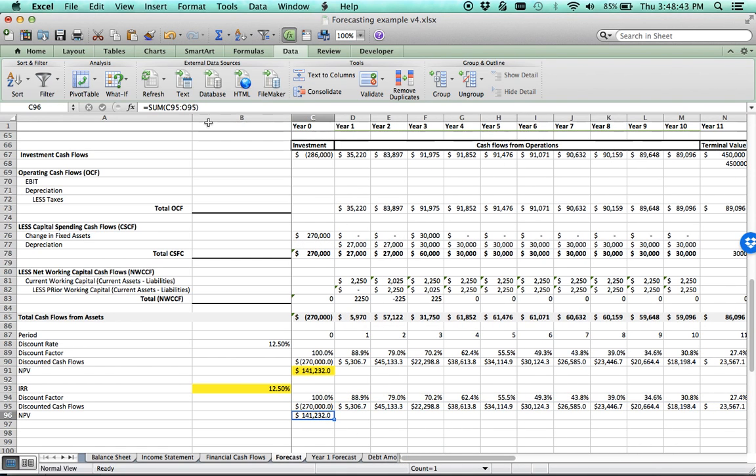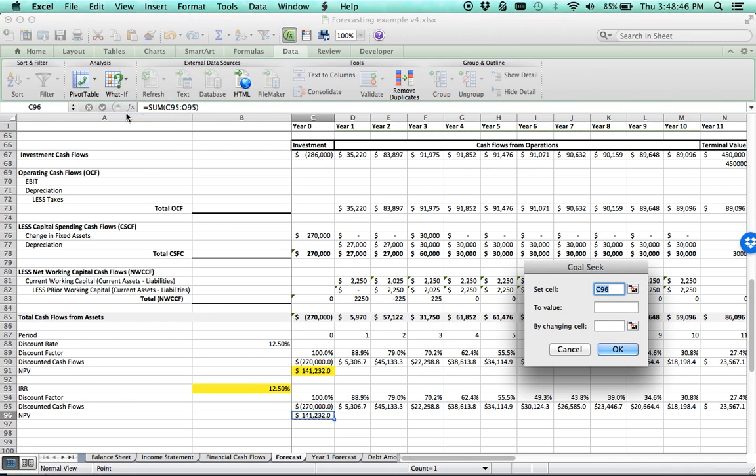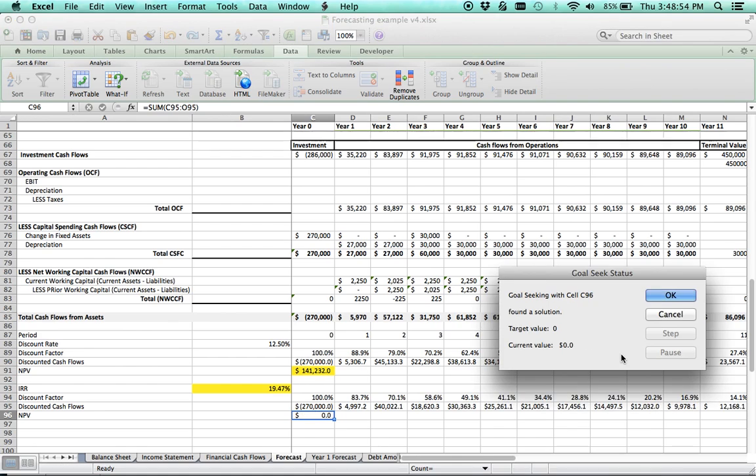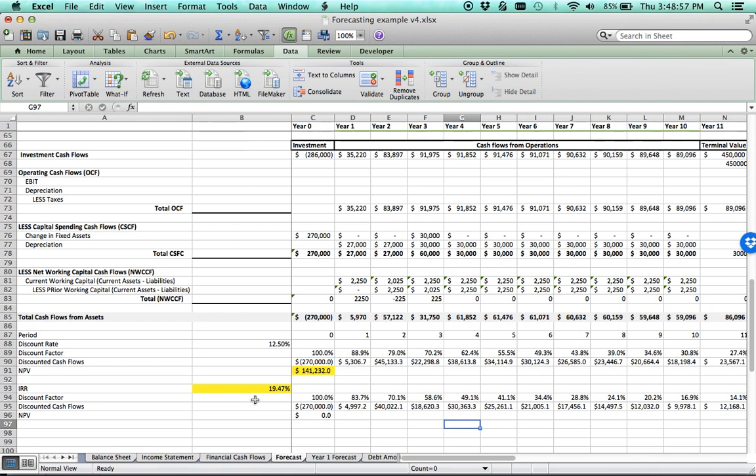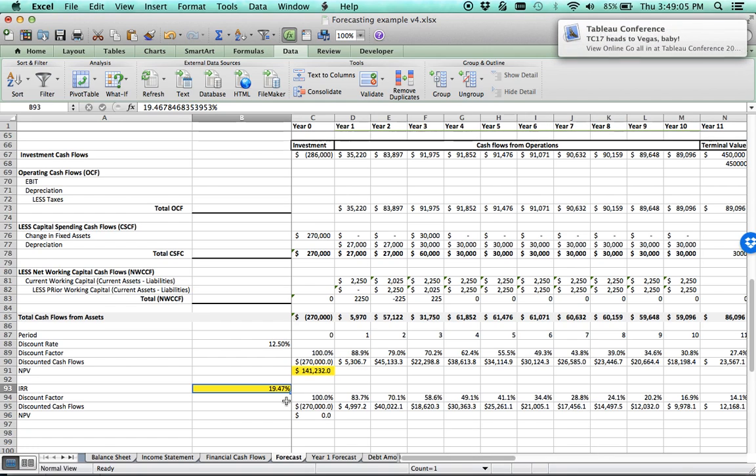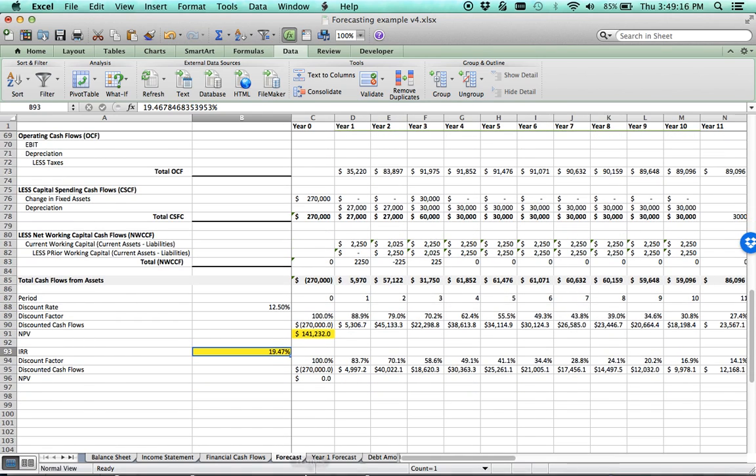All right, now let's go back through and do this what if again. Goal seek. Yeah, we're going to take that value, set it to 0 by changing the discount rate. And it's going to cycle through. You see how it set the NPV to 0. So in order for that to happen, you have to have a discount rate of 19.47%. And so that's basically saying that the rate of return on this project is 19.47%. Not too bad.